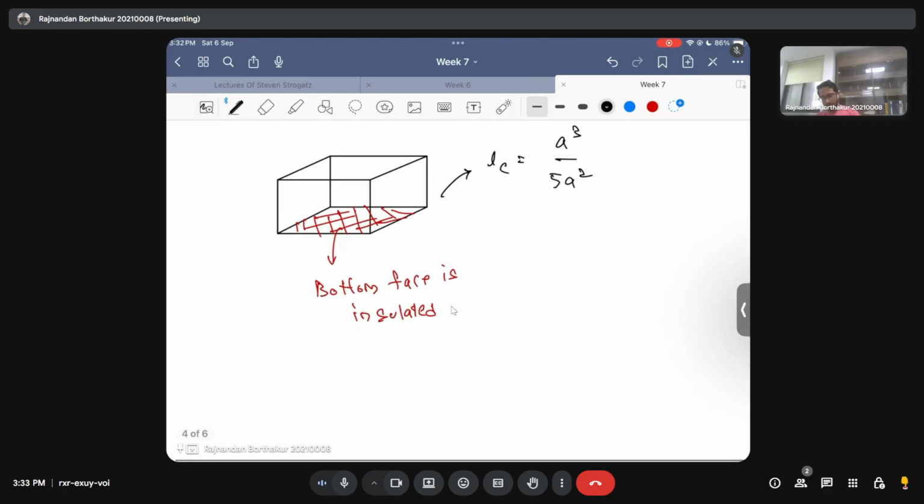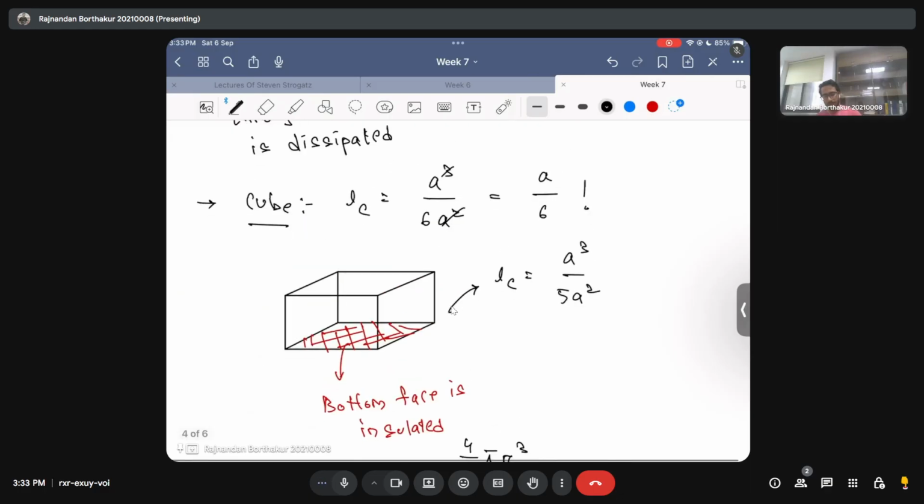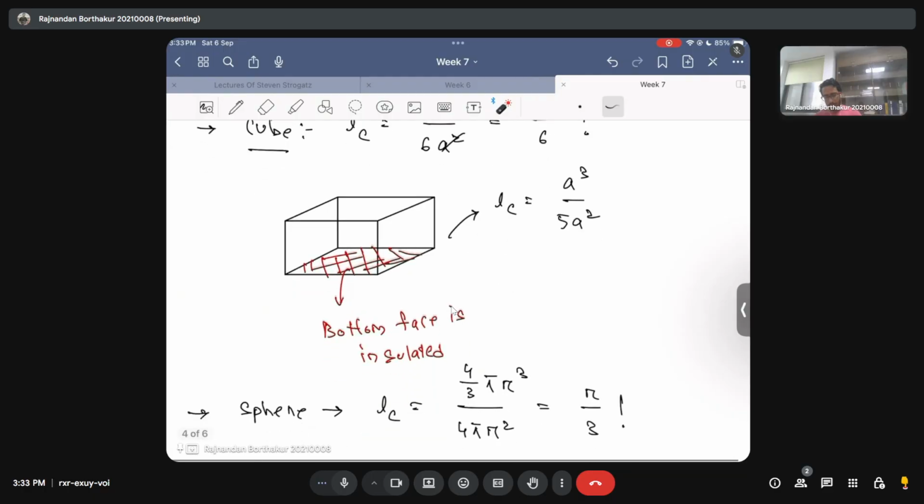For instance, if there is a sphere and it is dissipating heat to its ambient, then your Lc will again be the volume of the sphere, which is 4 by 3 pi r cube, where r is the radius, divided by the surface area, which is 4 pi r square. Then your Lc just becomes equal to r by 3. So this is your characteristic length for the sphere. Remember, the surface area is that area which is responsible for heat transfer, through which heat can be dissipated to the ambient. I hope this is clear.